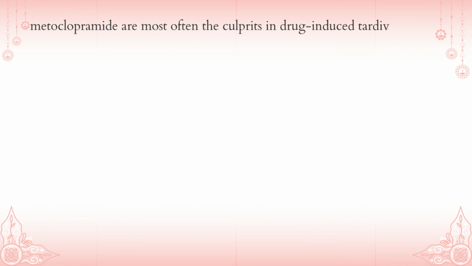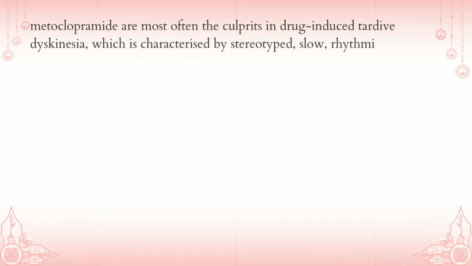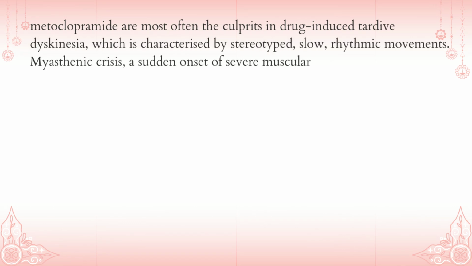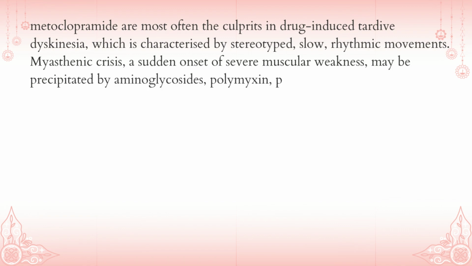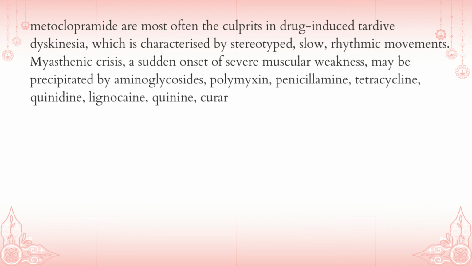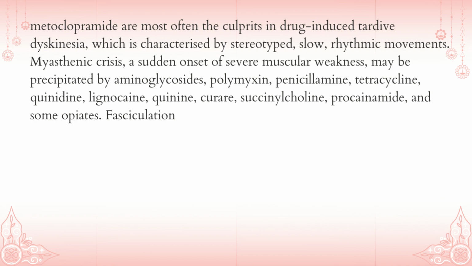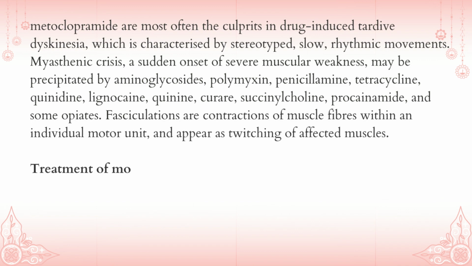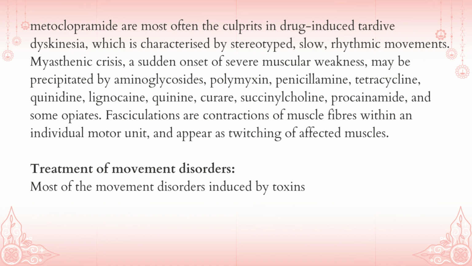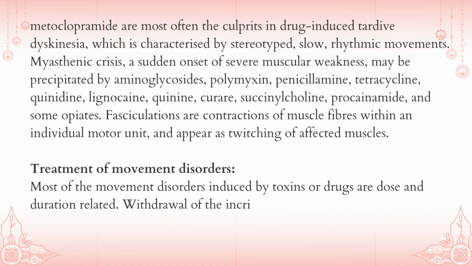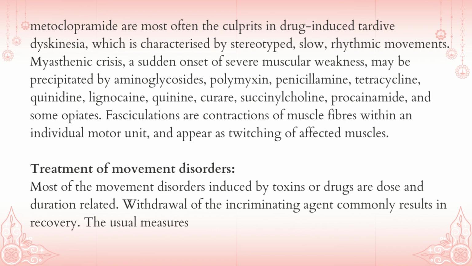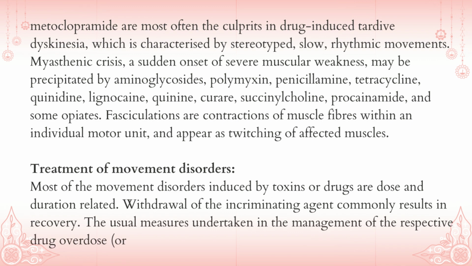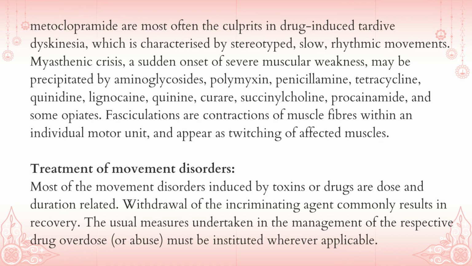Phenothiazines and metoclopramide are most often the culprits in drug-induced tardive dyskinesia, which is characterized by stereotyped, slow, rhythmic movements. Myasthenic crisis, a sudden onset of severe muscular weakness, may be precipitated by aminoglycosides, polymyxin, penicillamine, tetracycline, quinidine, lignocaine, quinine, curare, succinylcholine, procainamide, and some opiates. Fasciculations are contractions of muscle fibers within an individual motor unit, and appear as twitching of affected muscles.